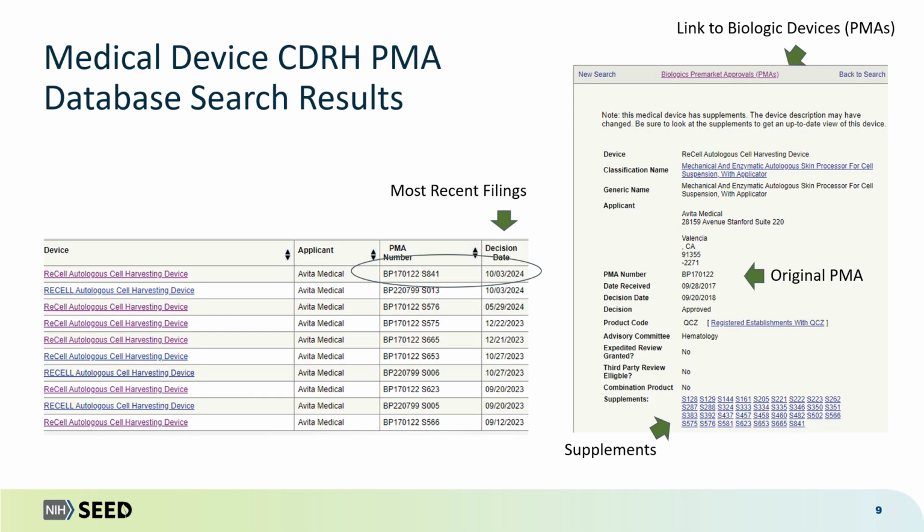The PMA search results in the CDRH database will show the most recent filings for RECELL, with links to the original PMA, any supplements or amendments, and links to other databases. Reviewing this can provide insights into the evolution of a device's regulatory status and safety data. By comparing records across databases, you ensure your product research is thorough and addresses all regulatory angles. Select the link in the upper right-hand corner to return to a CBER site for biologic device PMAs.